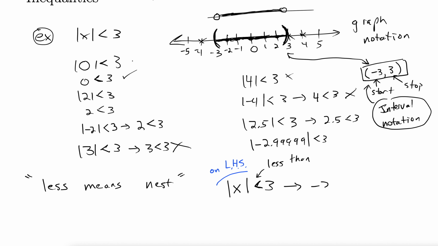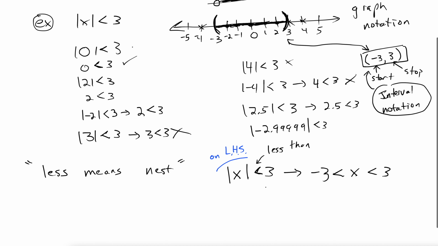Negative 3 is less than x is less than 3. And what this does is it makes our nice little nest. Less than absolute value inequalities always look like this. See how this made a nest up here? Nice little nest right here. And it's going to be the same kind of graph for all these less than absolute value inequalities. So here's our nest. Less means nest.